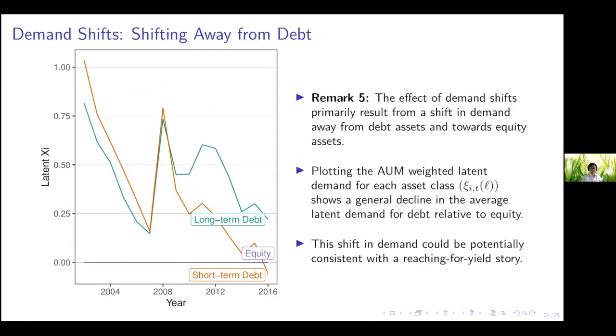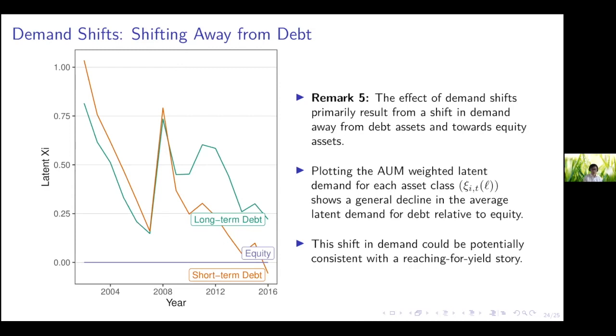These are demand for unobserved characteristics across asset classes. You can see that the trend seems to be that from 2002 to 2016, there's a huge decline in the willingness to invest in debt asset markets. It declined a lot. Then the financial crisis hit, and everyone wanted to invest in debt again. But since the financial crisis and since everything's calmed down, we're again shifting away from debt.